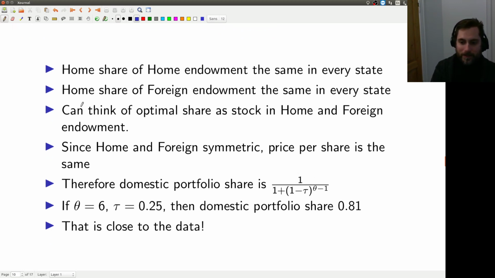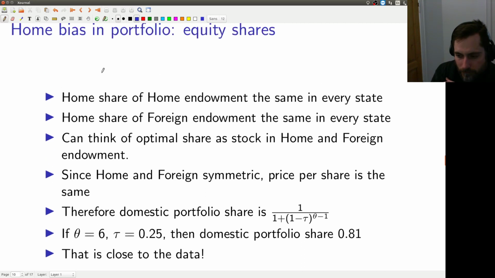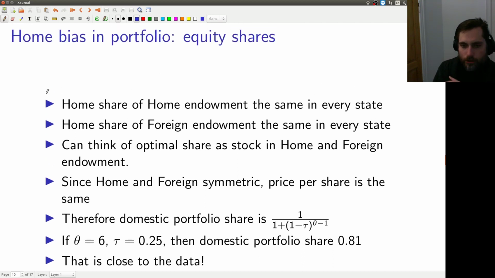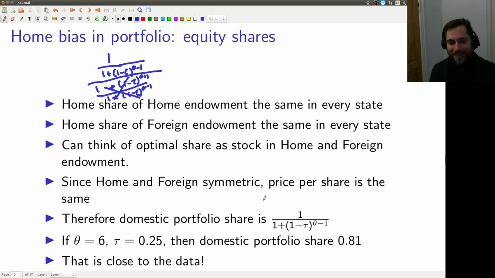And where did I get that? It should be 1 divided by 1 plus (1 minus tau) to the theta minus 1. I added this to the slide today, so let's hope I did it correctly. For 1 plus, yes, (1 minus tau) to the theta minus 1 divided by 1 plus (1 minus tau) to the theta minus 1. Okay, yeah, that's correct. This thing goes away. So that is correct. If you just work it out, you'll see.